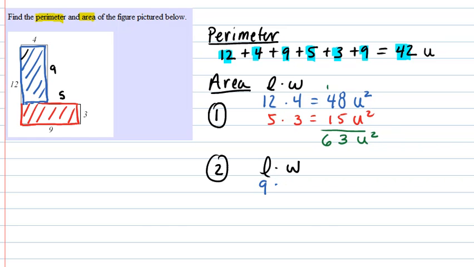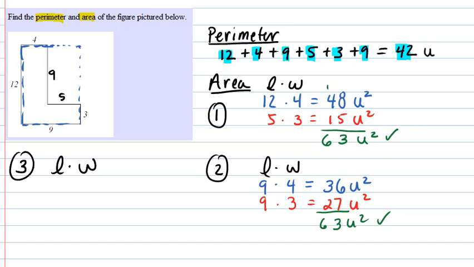The width is still 4. By the way, it doesn't really matter which one you call the width and which one the length. You can multiply them in any order. But regardless, it's 9 times 4, or 4 times 9, is 36 square units. Now the red rectangle, its dimensions are 9 by 3. So 9 times 3 is 27 square units. If I add those two together, let's see, 6 and 7 is 13, carry the 1, and sure enough, I get 63 square units again.